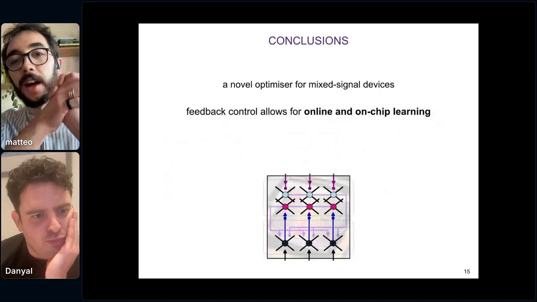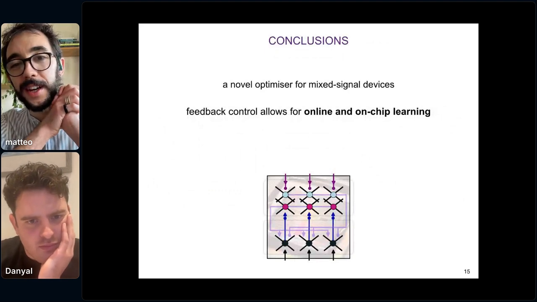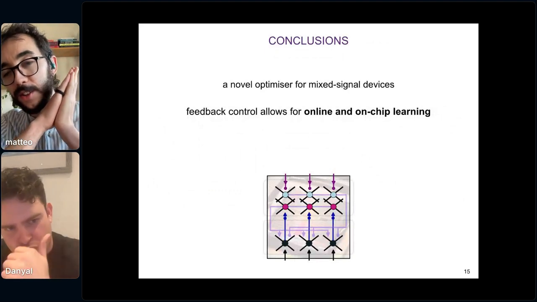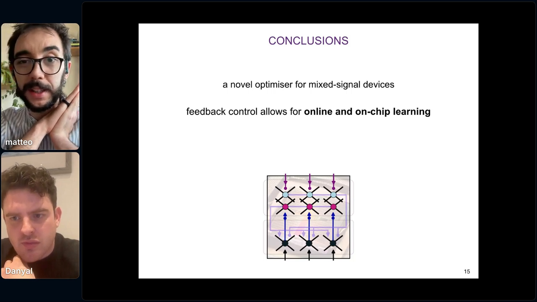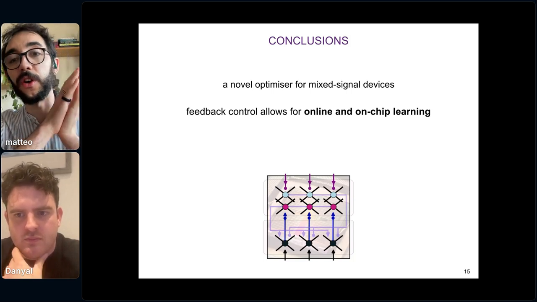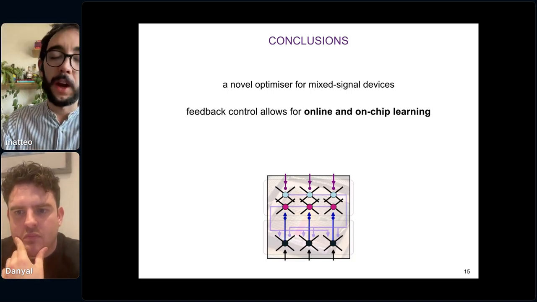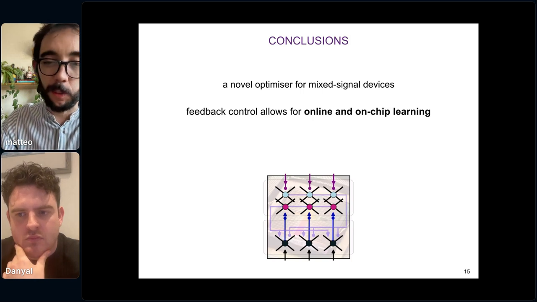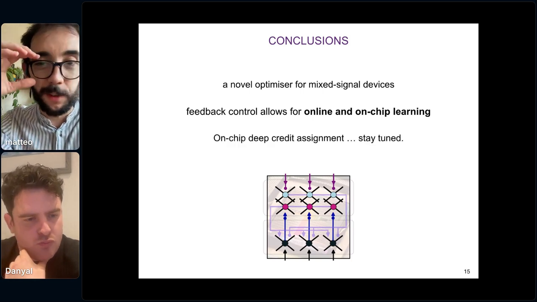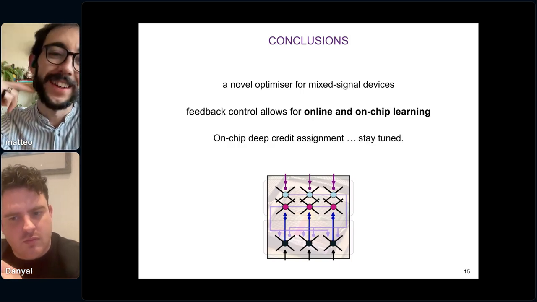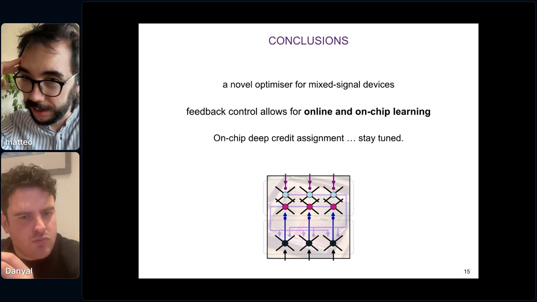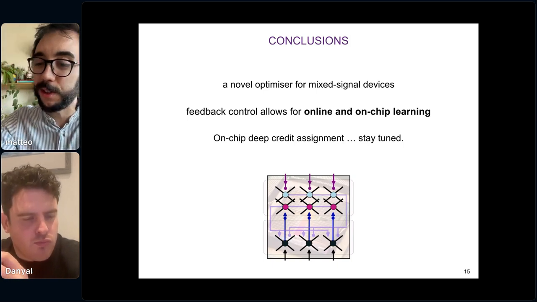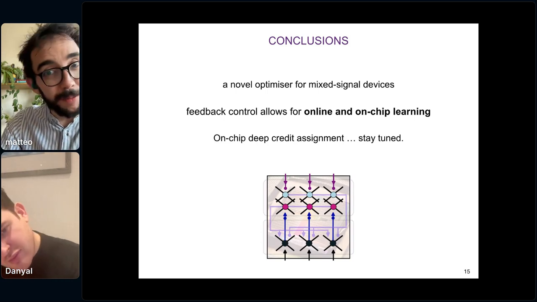So in conclusion, what I presented to you is a novel optimizer that is trying to match as much as possible the hardware that we have, so those mixed signal devices, and it allows for online and on-chip learning. Of course, here there is still some work in progress. Most importantly, we still didn't show you yet the on-chip deep gradient assignment. So adding one hidden layer, this is work in progress. Please stay tuned because you're going to see it soon.